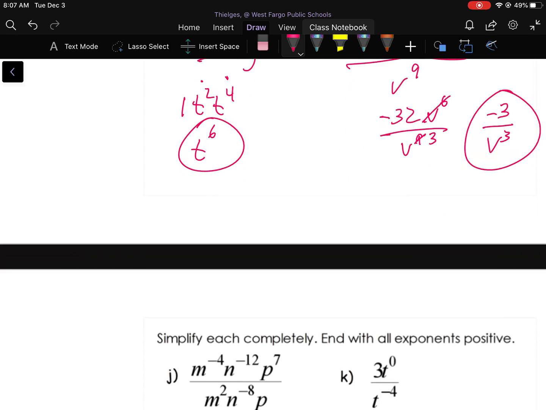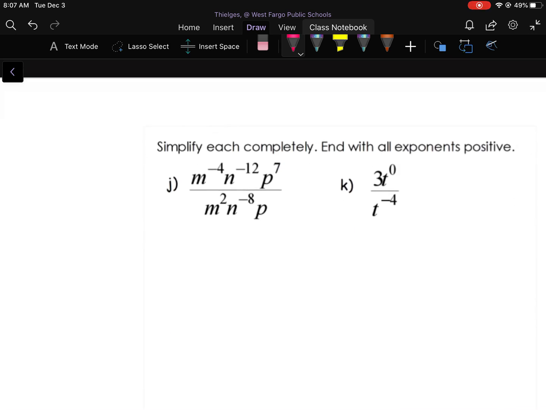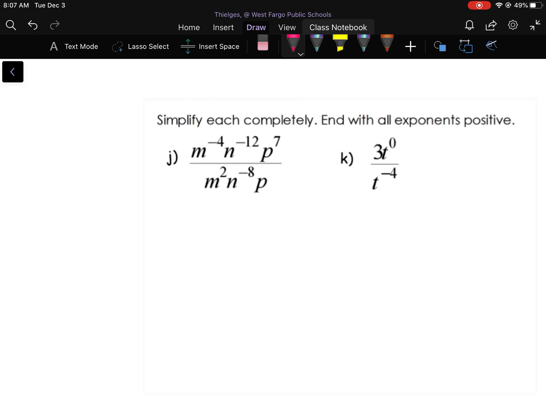Okay. A little bit more complex. So here I'll kind of go through it real quick, but basically I'm just going to move all my negative exponents first. So that's going to go up, that's going to go down. P's stay on the top, so I got p to the 7th on the top. I got n to the 8th on the top now because that moved up. I've got m to the 2nd, m to the 4th, n to the 12th, and a positive p.